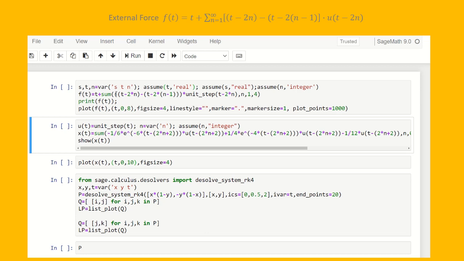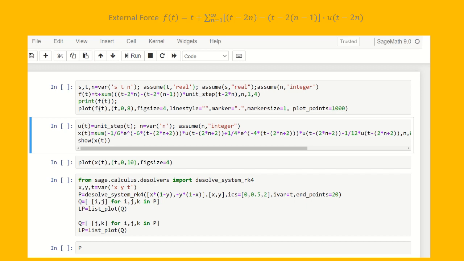So let's look at this stuff. We have the quantity t minus 2n minus t minus 2 times n minus 1, that whole quantity, times the unit step function evaluated at t minus 2 times n. So we have t plus the sum of this factor right here times this factor right here, where n goes from 1 to 4. Then we're going to print f of t, and then we're going to plot that external force function f of t.